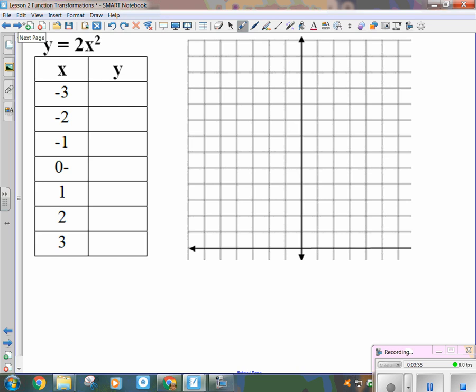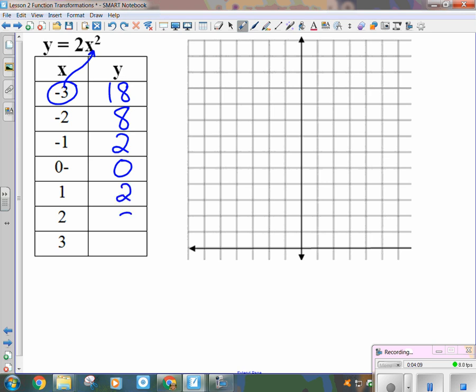Let's talk about 2x squared. We're going to put -3 in for x, square it, then multiply the answer by 2. I have to square a number first, then multiply it by 2. -3 squared is -3 times -3, 9. Double that is 18. -2 squared is 4, doubled is 8. -1 squared is 1, doubled is 2. 0 squared obviously is 0. Even if you multiply it by 2, it's still 0.